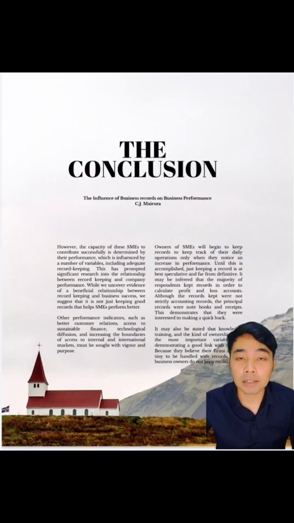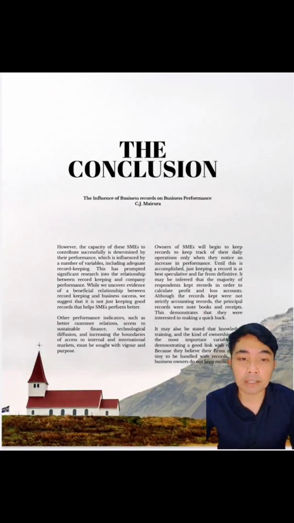However, the capacity of SMEs to contribute successfully is determined by their performance, which is influenced by a number of variables, including adequate record keeping. This has promoted significant research into the relationship between record keeping and company performance. While we uncover evidence of a beneficial relationship between record keeping and business success, we suggest that it is not just keeping good records that helps SMEs perform better.